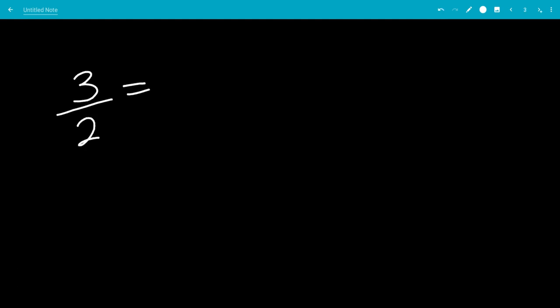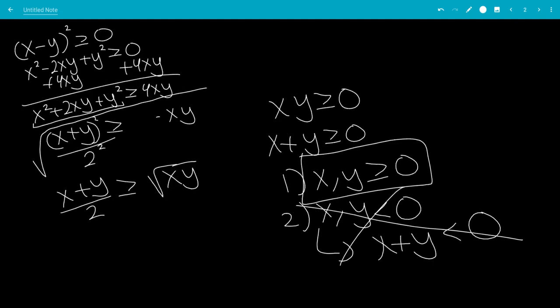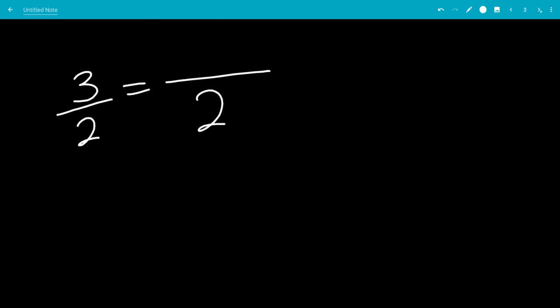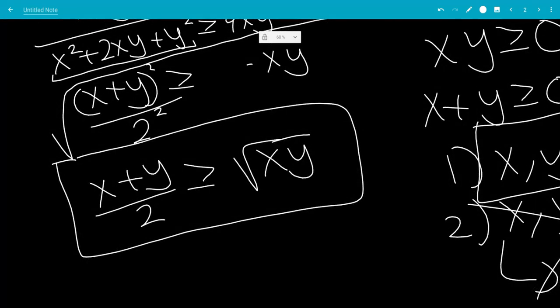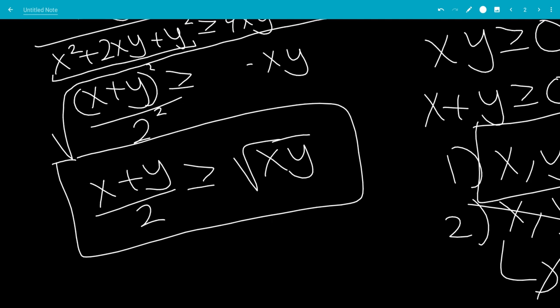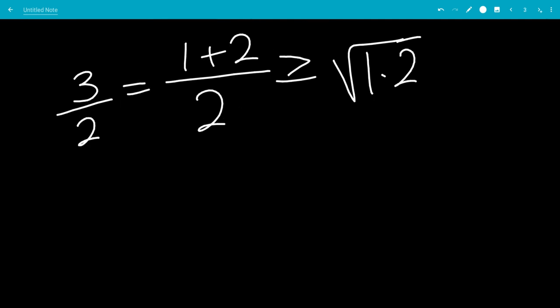Okay, so now we have 3/2. What is 3/2 equal to? We can write it in the same form as (x plus y)/2, which is what we just proved. So let's see, what adds up to 3? We have 1 plus 2. And that's bigger than or equal to, using this inequality, the square root of x times y, and x and y are 1 and 2, so that means the square root of 1 times 2, which is equal to the square root of 2.